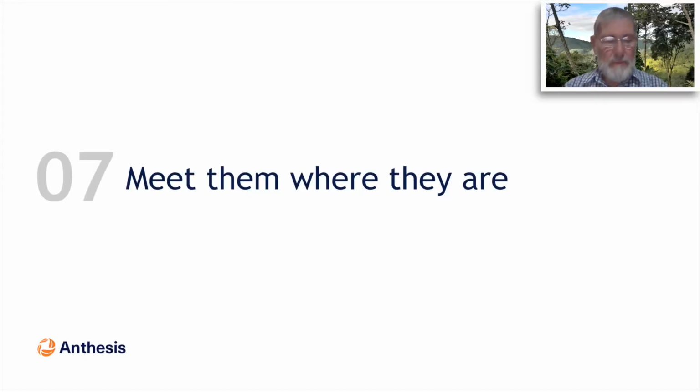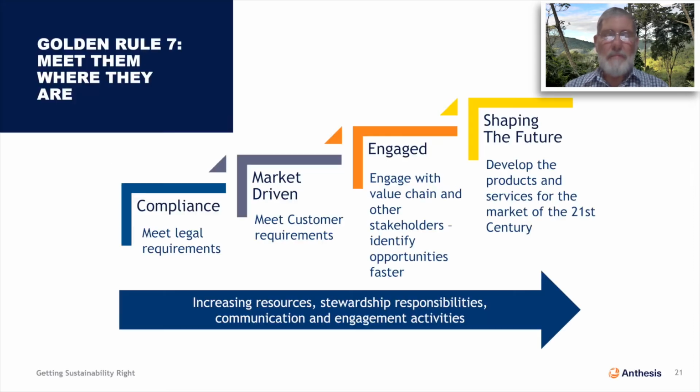The seventh is you have to meet them where they are. Every company has a different strategy. When I first started talking about the LCA, there was a lot of compliance. You meet legal requirements at the manufacturing site or at the product, product safety. But then customers started asking for information. Coca-Cola asking information from their beverage providers, container providers. So there was market driven, and then there's going a little bit further, engaged, where you're really engaging the whole value chain and stakeholders to identify opportunities.